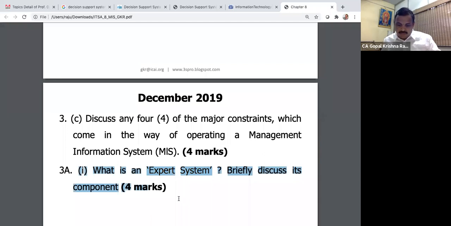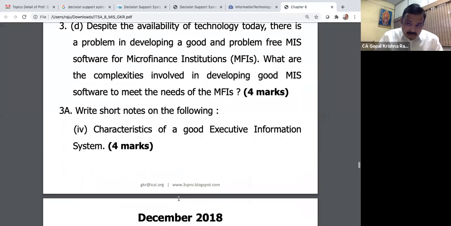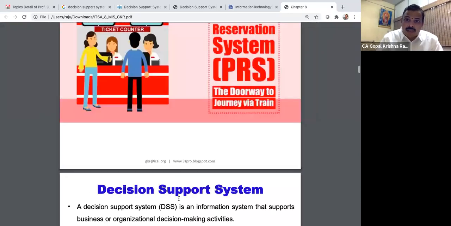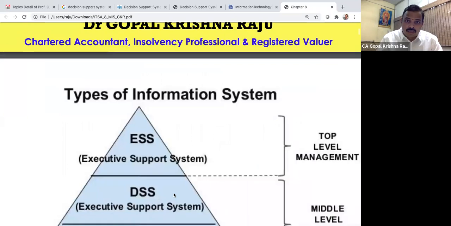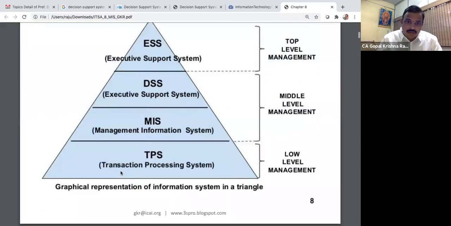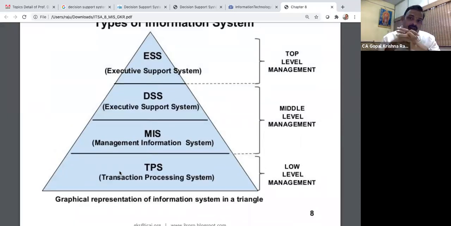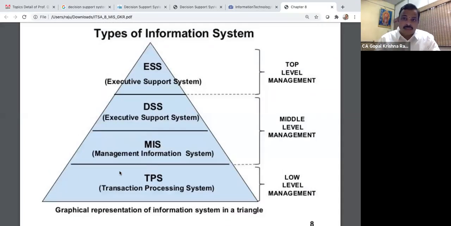Let me first take you to the decision support system, transaction processing system. First I'm taking you to TPS, because that is a fundamental. You have to remember this triangle so that you have a fair idea about what we will be discussing now. Please look at this graphical representation of information systems in a triangle. The TPS is at the lowermost level, which is the low level management. MIS and DSS are at the middle management. An executive support system or executive information system is at the top level management.